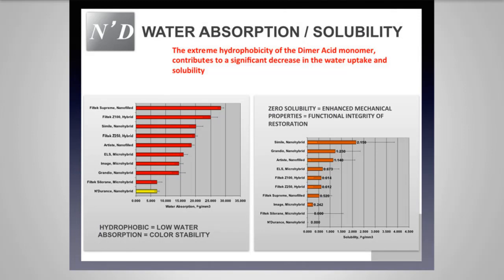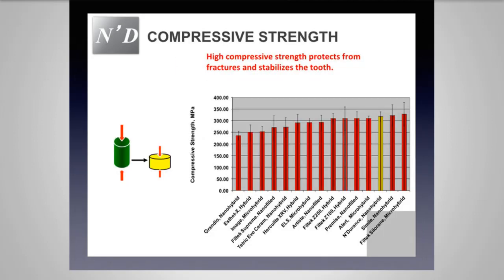Water absorption and solubility are quite outstanding for endurance. Very, very low water solubility and low water sorption. The lower that the water sorption comes in, the better the color stability. So you can be pretty sure that this product is probably going to give you the long-term results that you're looking for. Compressive strength is quite good.